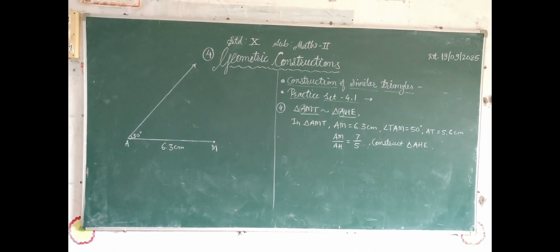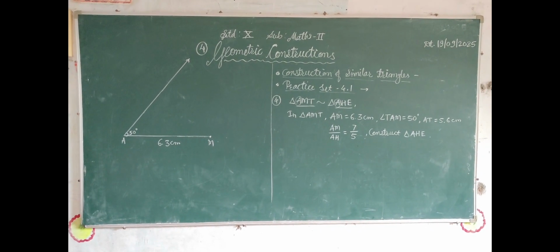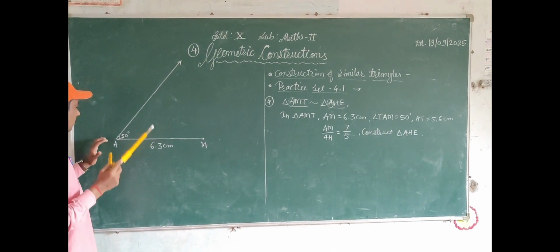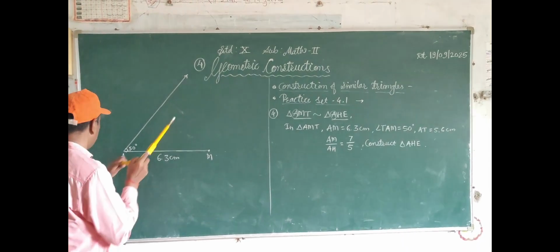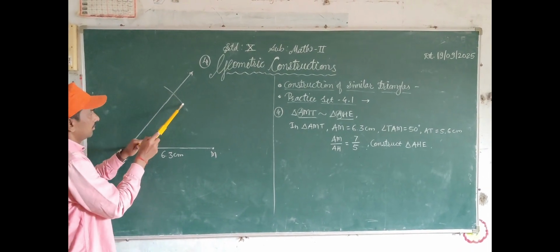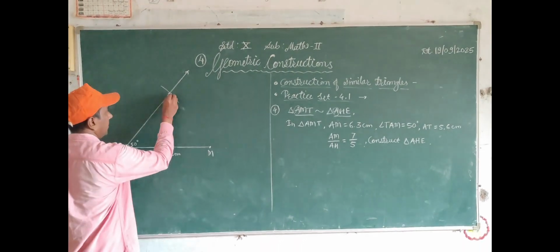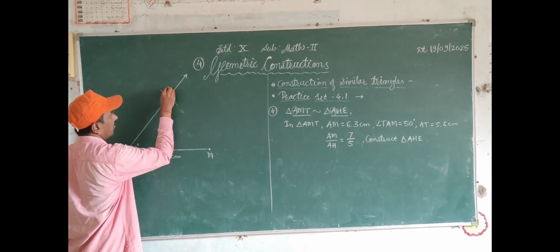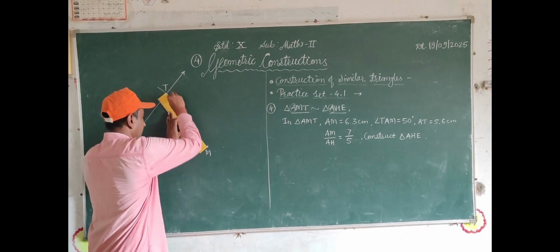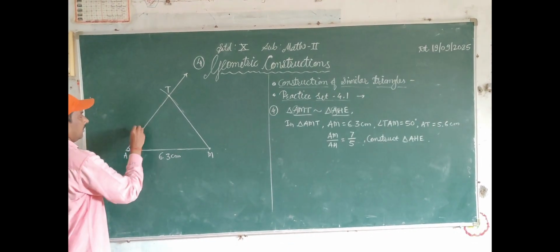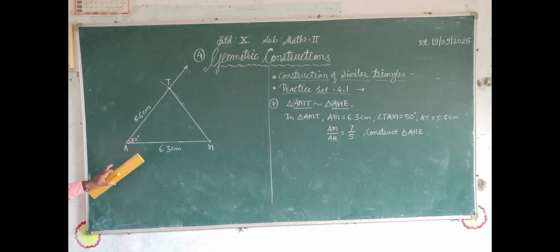Now take the distance of 5.6 cm in your compass by using a scale, and draw an arc from point A. We get this new point. This is our third point of triangle AMT, that is T. Now join segment TM by using a scale. And this is the construction of triangle AMT.